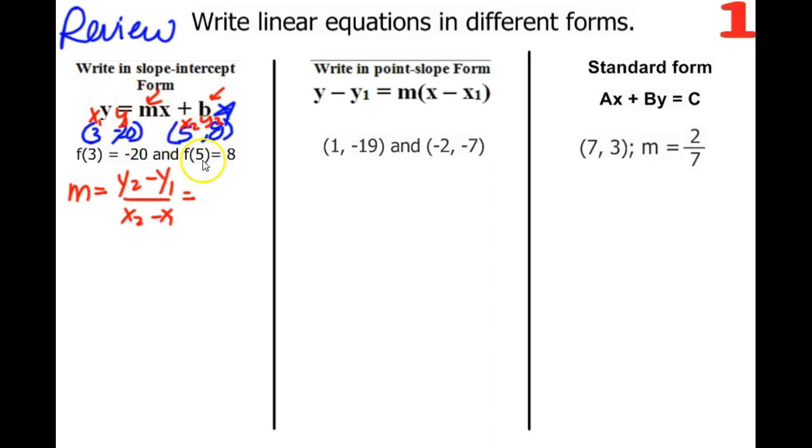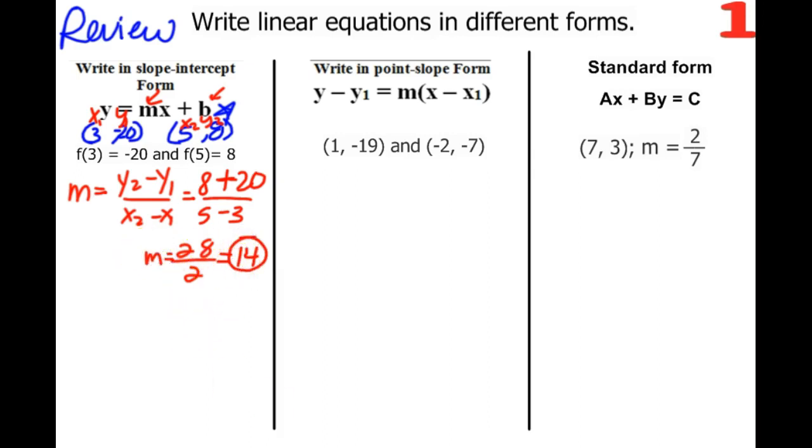So y2 minus y1, we have 8 minus a negative 20. That makes a positive. And then 5 minus 3 on the bottom. Well, 8 plus 20 is 28. 5 minus 3 is 2. So 28 divided by 2 should give us, well, 20 divided by 2 is 10. 8 divided by 2 is 4, so 14.